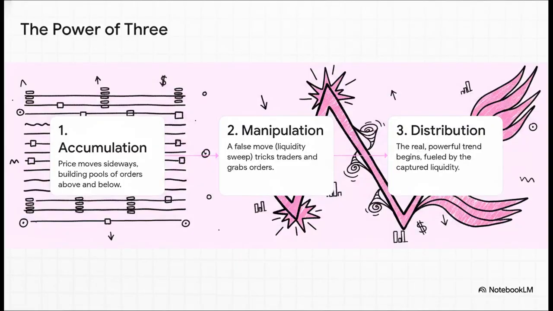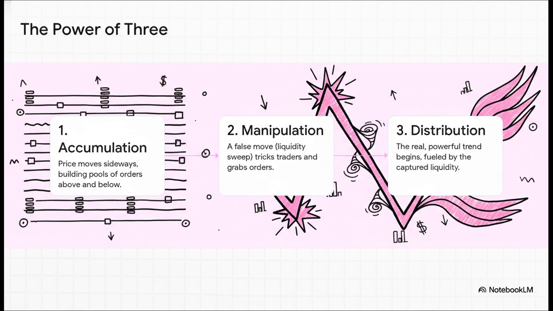And this right here reveals the institutional playbook. It's often called the power of three. First, you have accumulation, where the price just chops sideways, building up all those orders. Then comes manipulation. That's the liquidity sweep we were just talking about, a total fake-out designed to grab all those orders. And finally, after absorbing all that fuel, the market launches its real distribution move, a powerful, explosive trend in the opposite direction.